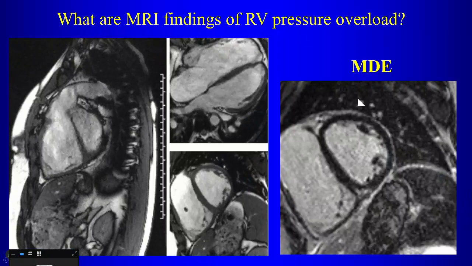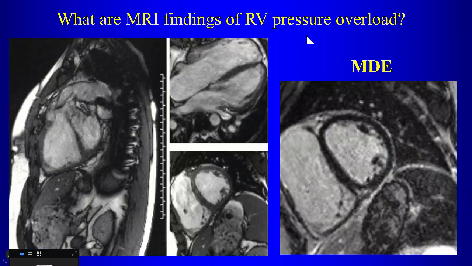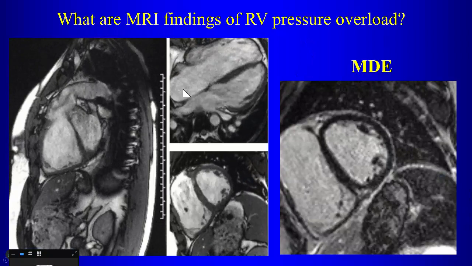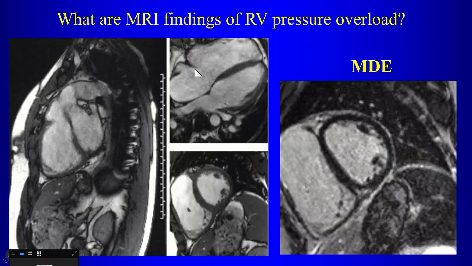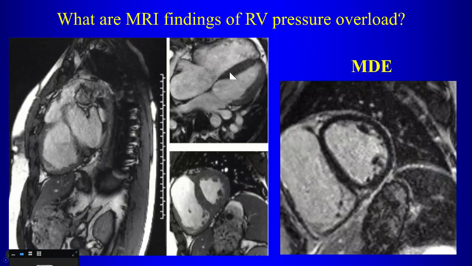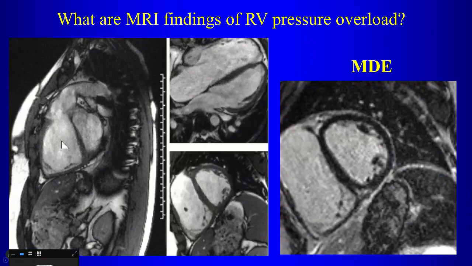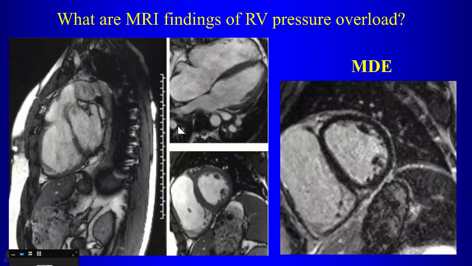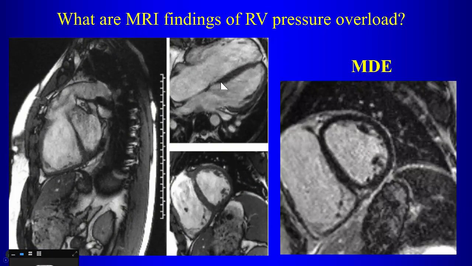Okay? The MR findings of right ventricular pressure overload: well, dilated right ventricle, dilated right atrium, right ventricular hypertrophy, right? The interventricular septum is shifted towards the left ventricle. The paradoxical motion of the interventricular septum is also seen with elevated right ventricular pressure.